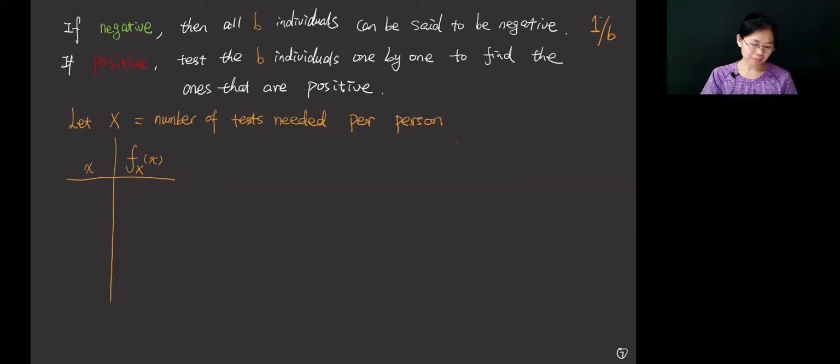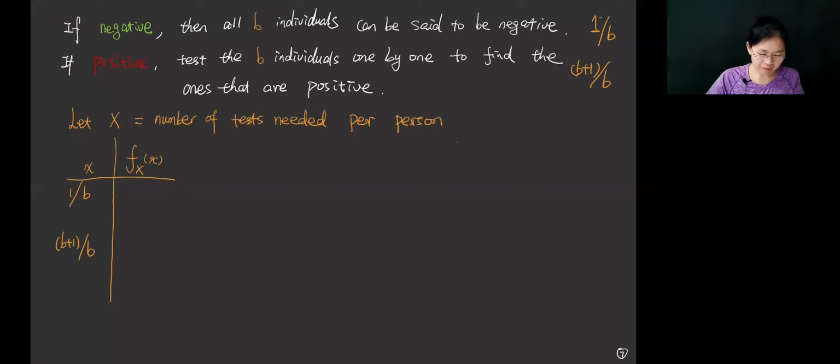Now, if the pooled sample test returns a positive result, that means the pooled sample has the pathogen and at least one of the B individuals has the pathogen. We then need to do the B individual tests one by one to find exactly which one has the pathogen, or which ones have the pathogen. In that case, the number of tests needed per person will be (B+1)/B. So there are two possible values for the realization of the random variable x: 1/B or (B+1)/B.